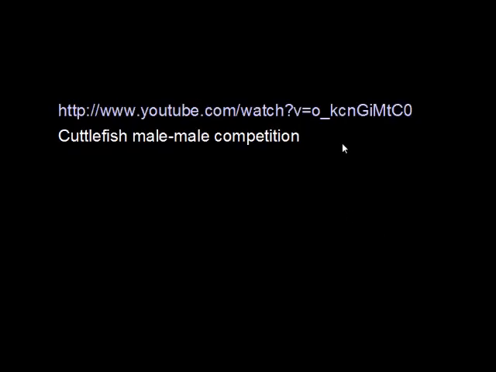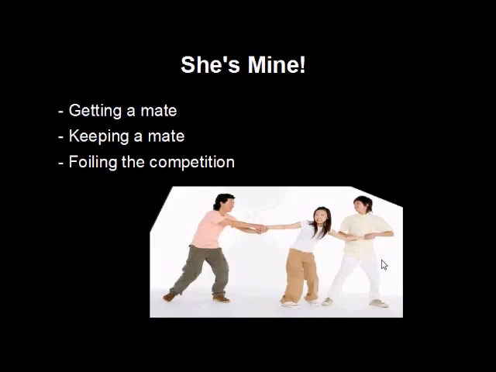So you can watch this nice video, cuttlefish male-male competition, because cuttlefish are awesome. So what's happening here? Okay, you've got males fighting. Why are they fighting? Well, they want to get a mate. They want to keep that mate. And they want to foil the competition. They want to make the other males not get mates. Pretty simple goals here.